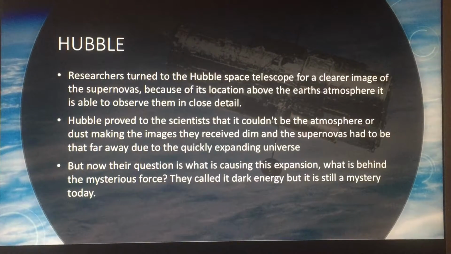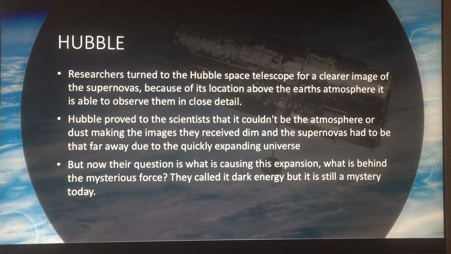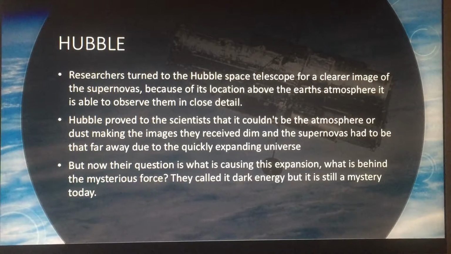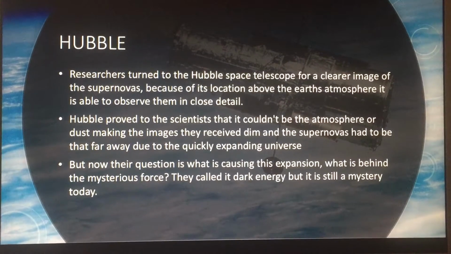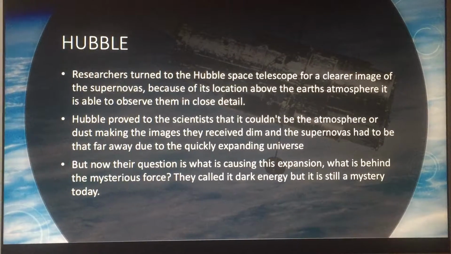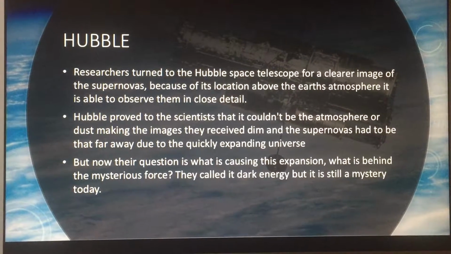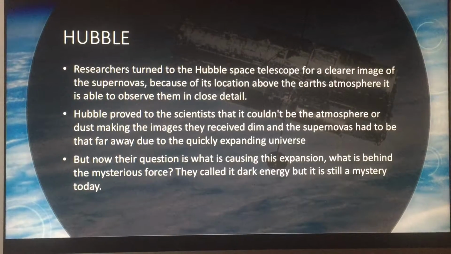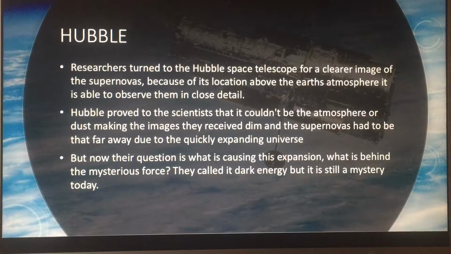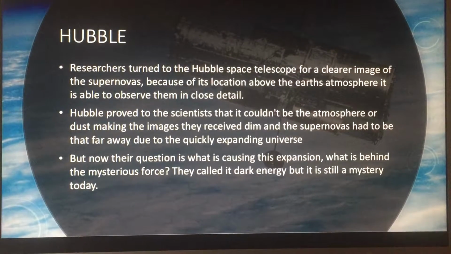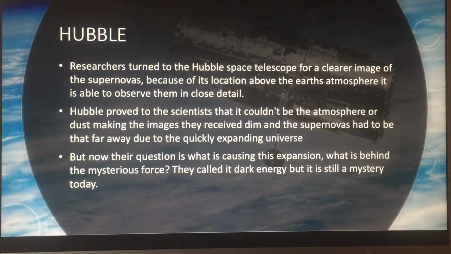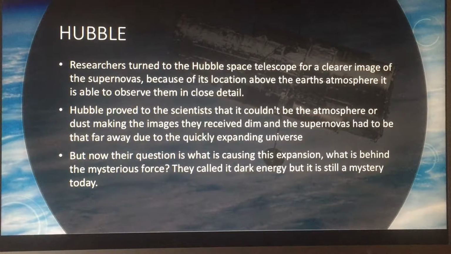Hubble. Researchers turned to the Hubble Space Telescope for a clearer image of the supernovas. Because of its location above the Earth's atmosphere, it is able to observe them in close detail. Hubble proved to the scientists that it couldn't be the atmosphere or dust making the images they received dim, and the supernovas had to be that far away due to the quickly expanding universe.